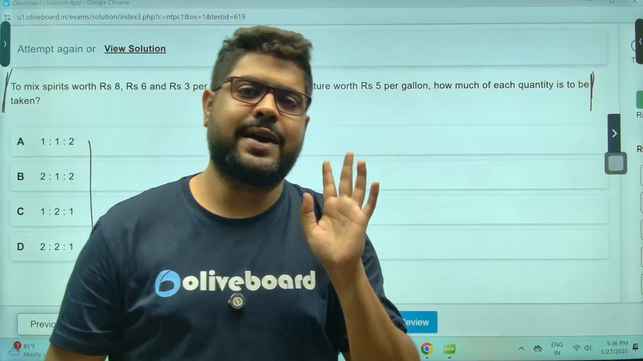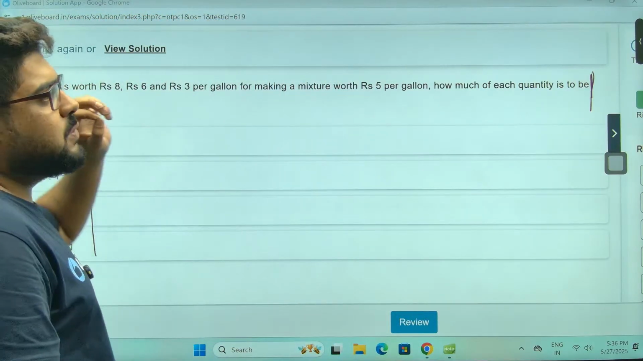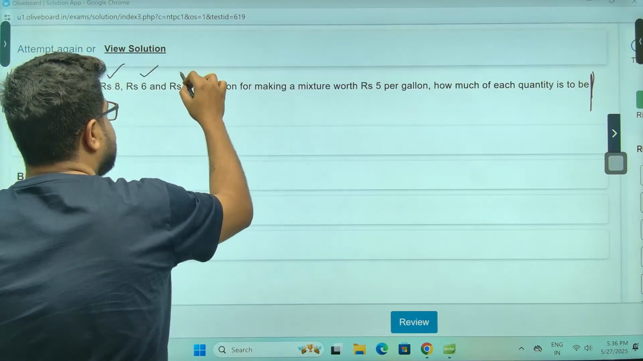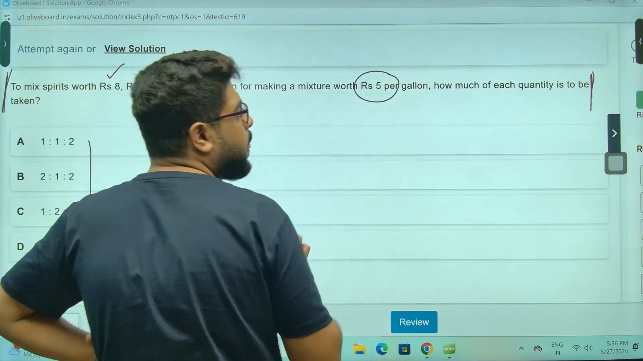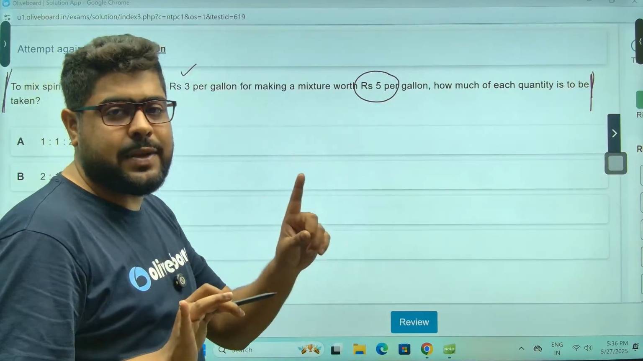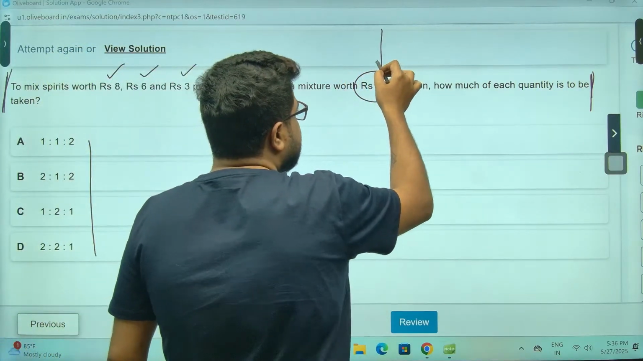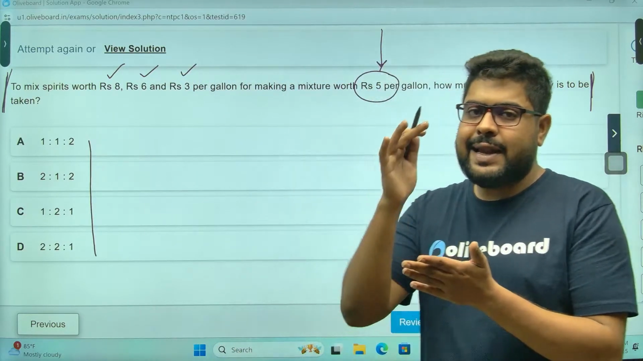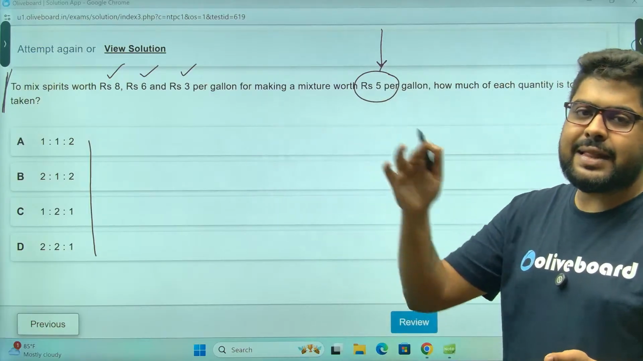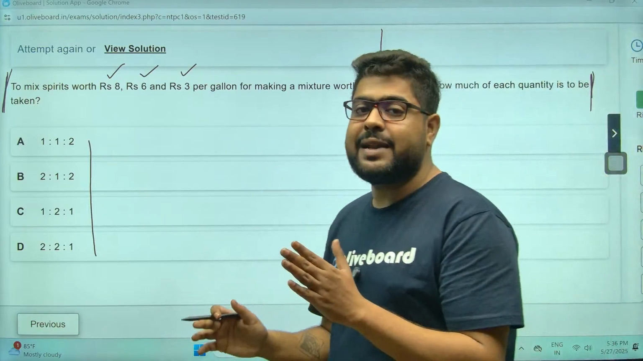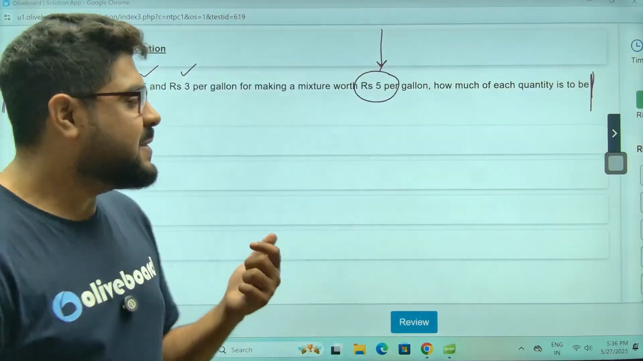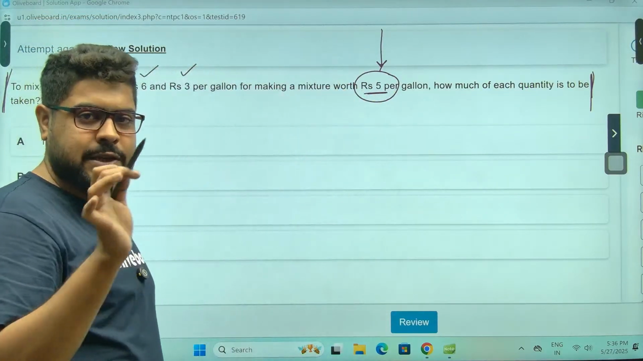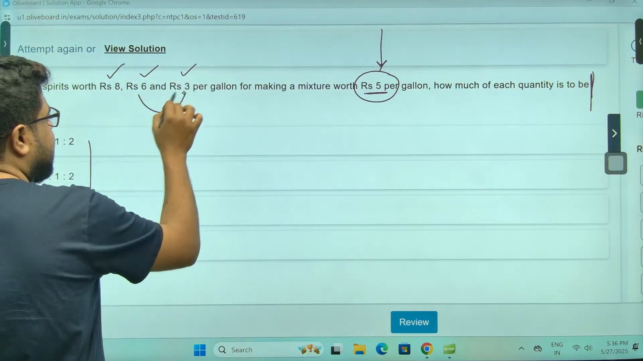Take allegation twice. Now, there is only one particular thing that you need to keep in mind. Sir, 8, 6 and 3 rupees, and the mixture is 5 rupees. I've told you guys one thing in your allegation classes: the mean value, the middle value, the resultant value has to always be lesser than the bigger number and greater than the lesser number. It has to always be in the middle. That is why we call it mean, mid. So that means 5. Now, you might say, sir, I can take the allegation between these two.